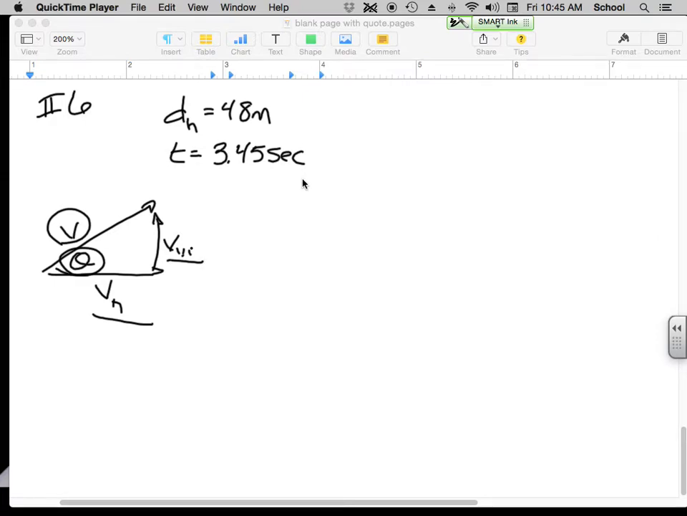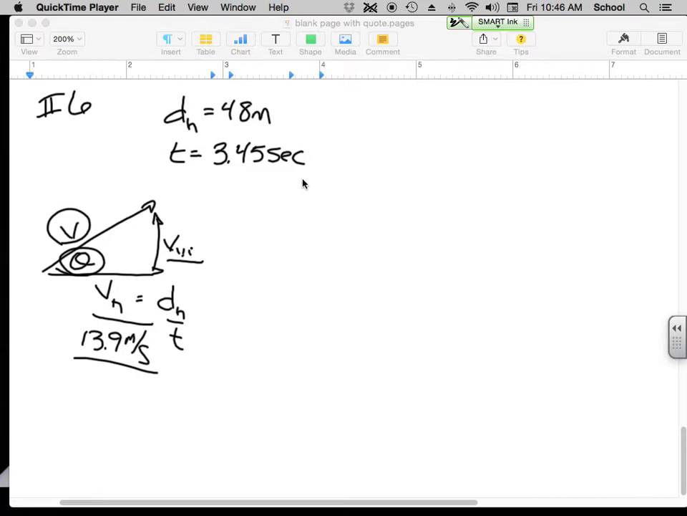Correct. Well, the VH part's really easy because, of course, we know VH is DH over T, and I know the DH and I know the T. So that part's really easy. So we just take 48 divided by 3.45, and we get 13.9 down here. Now we just need to find the VVI.